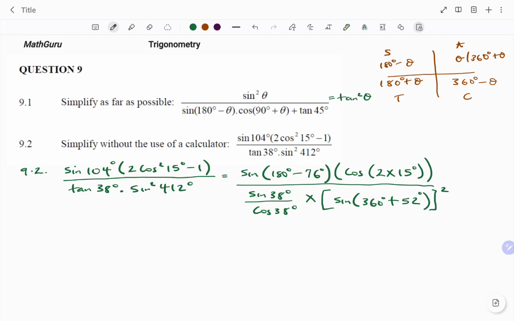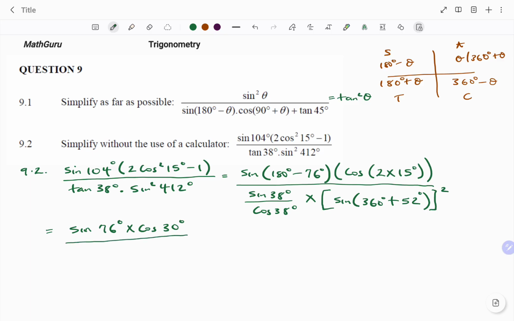And if you look at the quadrant that falls into, that will be the first quadrant, and sine is positive in the first quadrant. So if I rewrite what I have, my expression becomes at the top, because that falls into the second quadrant, and in the second quadrant sine is positive, so therefore this expression sine 180 minus 76 will become sine of angle 76 degrees. Then I have my double angle, and to simplify further, 2 times 15 is going to give me cos of 30 degrees.